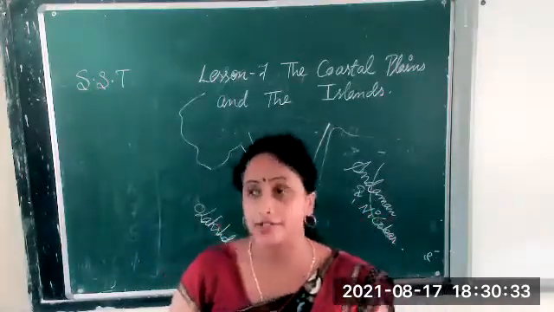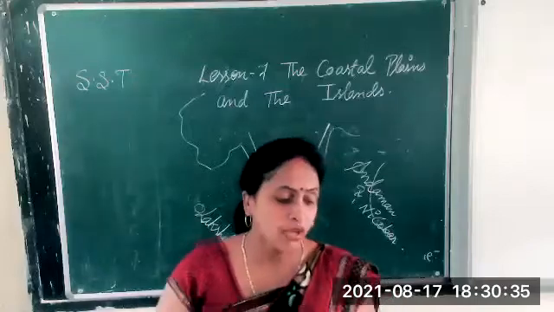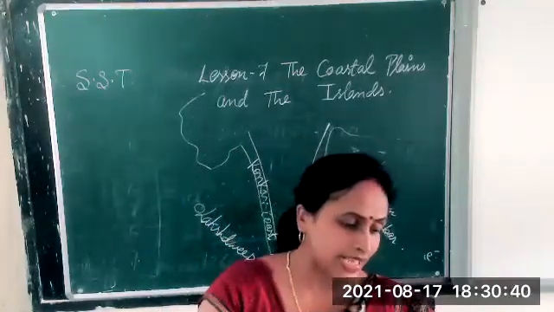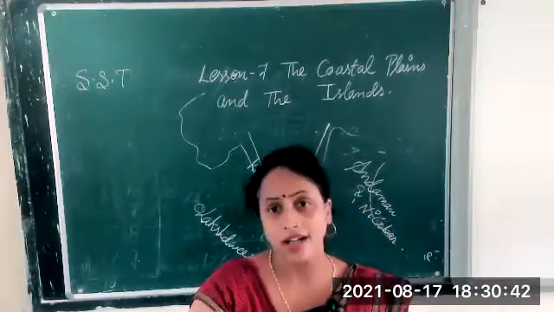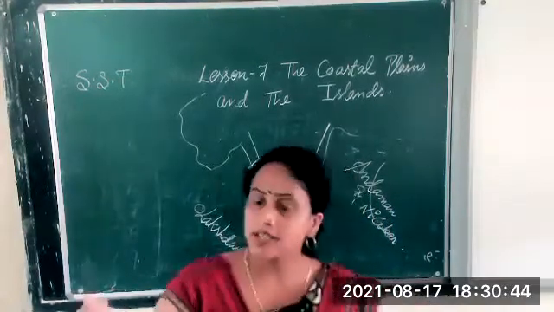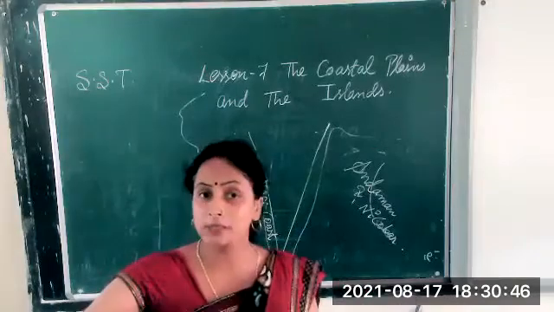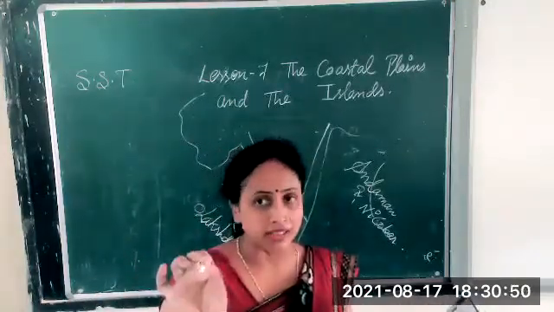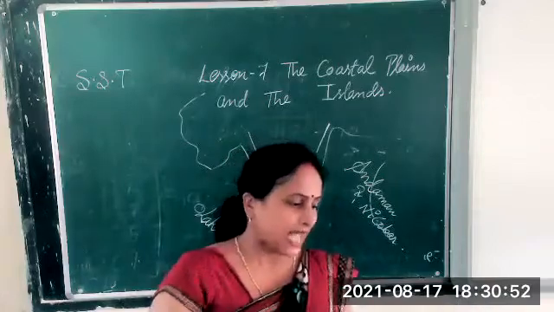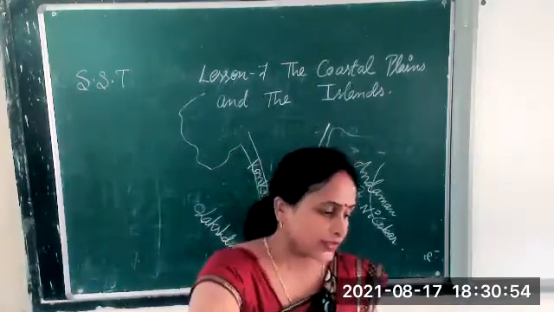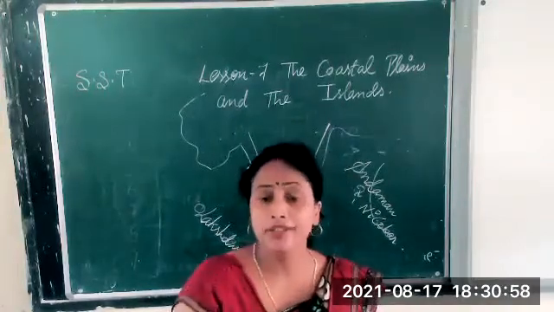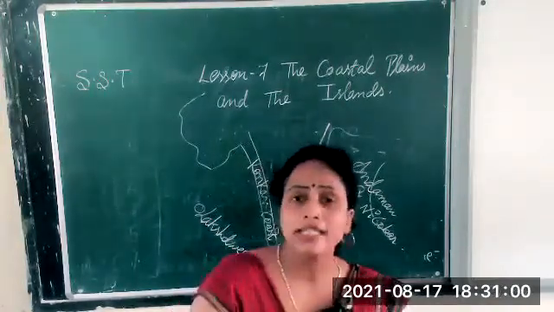A group of 572 islands. The northern group is the Andaman Islands and the southern group is the Nicobar Islands. The northern part is Andaman and the southern part is Nicobar. Andaman will come under the northern group, and Nicobar will come under the southern group.